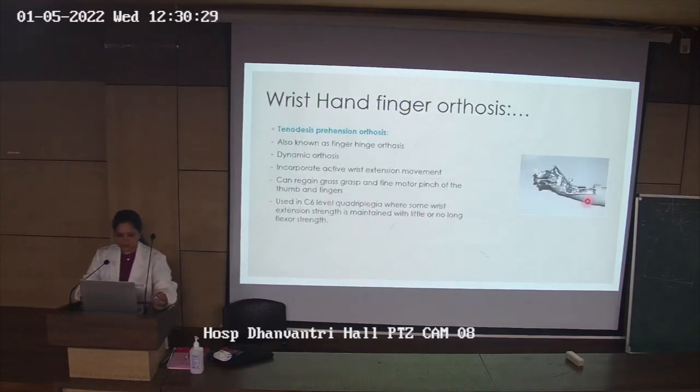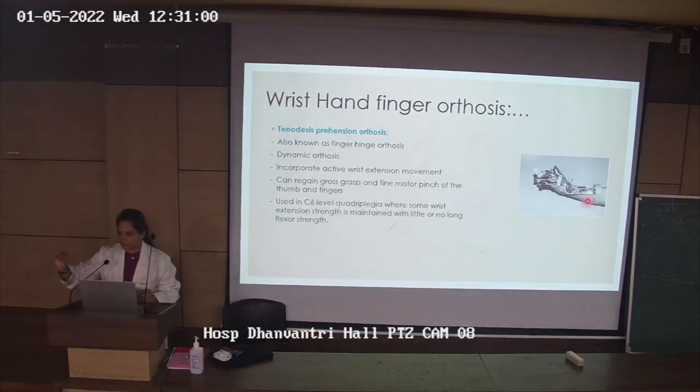Then the tenodesis prehension orthosis, also known as the finger hinge orthosis. It is a dynamic orthosis. It incorporates an active wrist extension movement. You guys understand tenodesis grasp. Tenodesis grasp is basically because of the attachment of the flexor and extensor tendons in the hand. So if the patient is paralyzed, then we ask him to extend his wrist, and this grip comes.